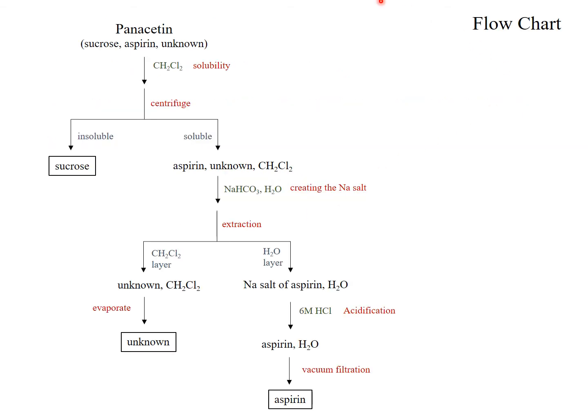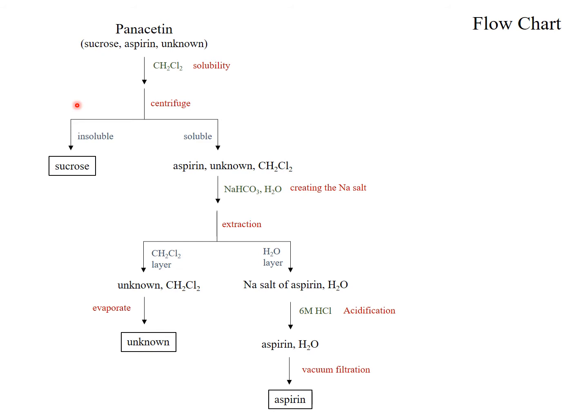So here is a flow chart of how we're going to do this separation. We're going to start with panacetin, which contains sucrose, aspirin, and 1 unknown analgesic. We're going to take that panacetin and add some methylene chloride to it. 2 of these components are soluble in methylene chloride and 1 is not. The sucrose is insoluble, so it precipitates out as a solid.